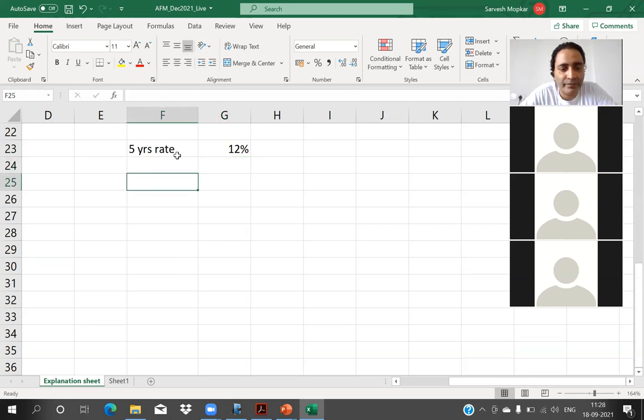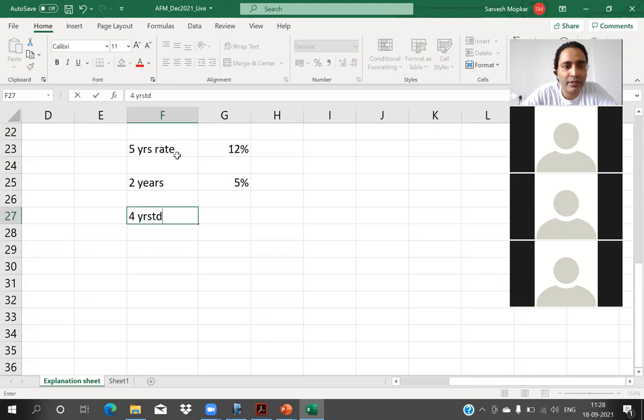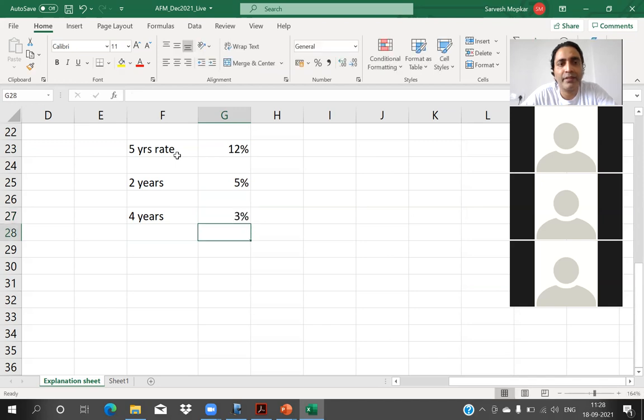Then two years rate has to be 5%. Rate is 3%. So if you invest for 5 years, 12% per annum. If you invest for 2 years, it is 5%. If you invest for 4 years, this should be 7%. Okay. 4 years ke liye invest kar rahe ho to 7%.